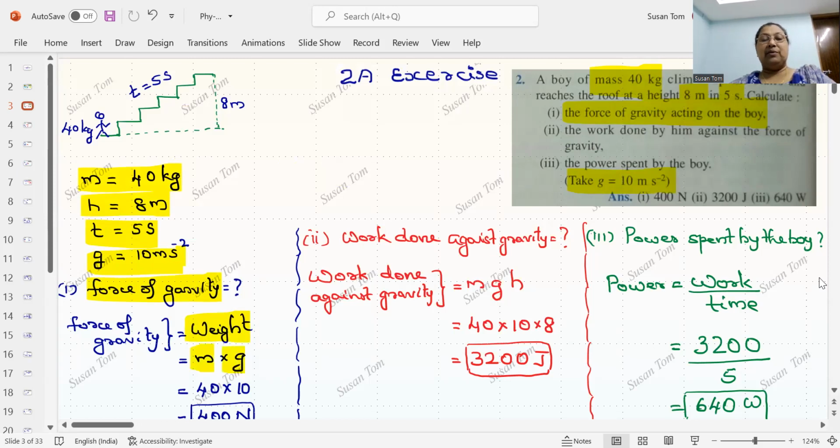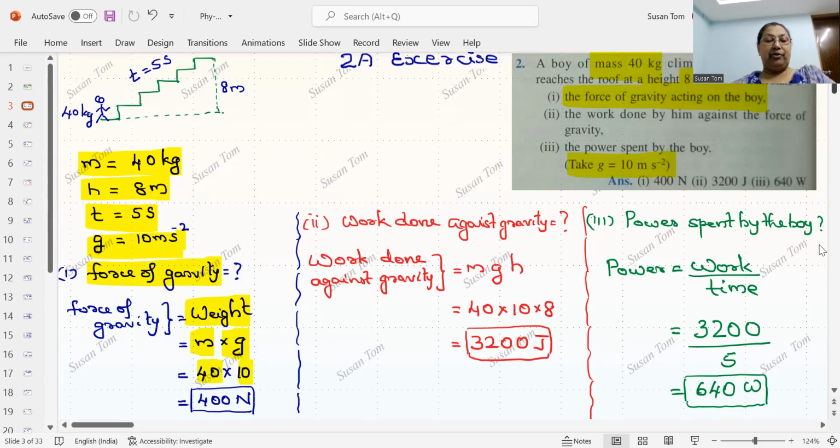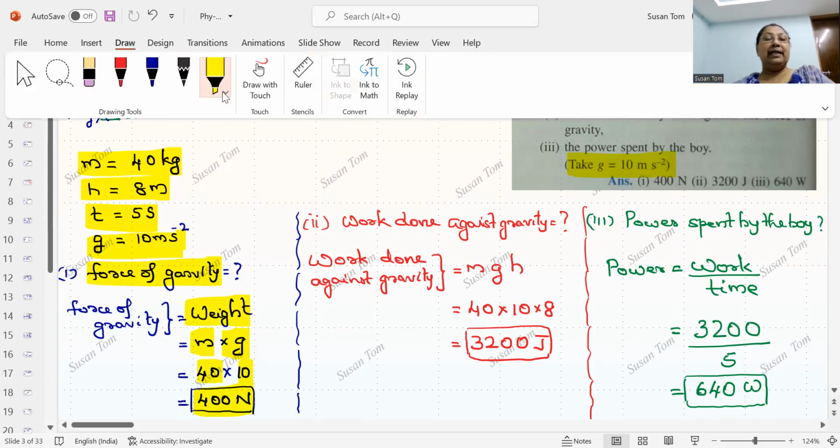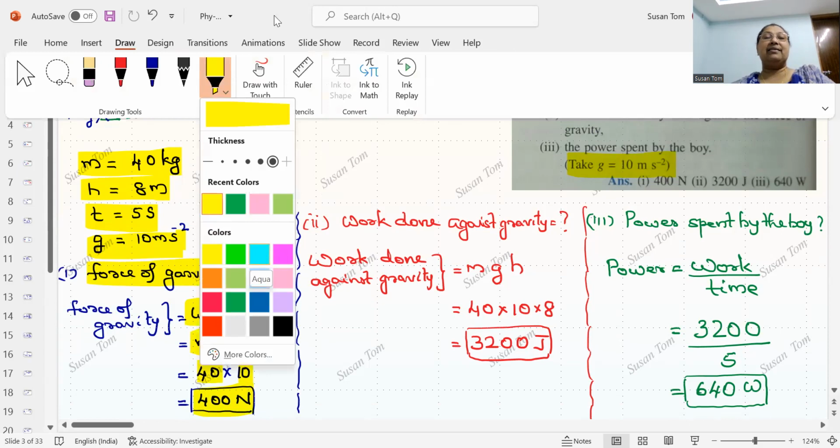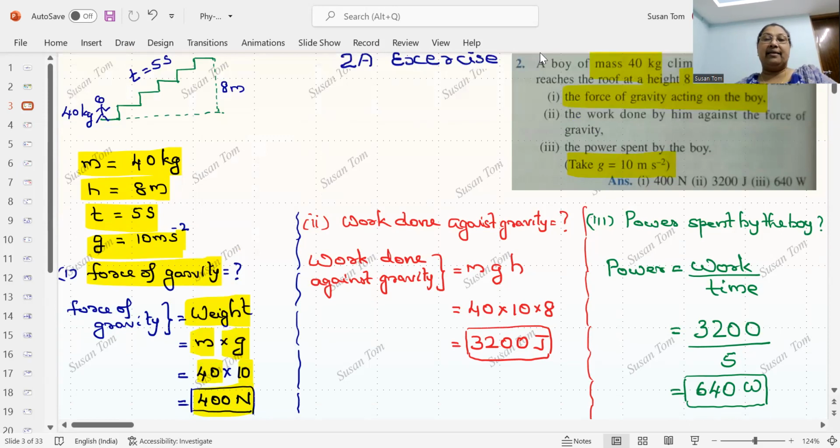Weight means mass into acceleration due to gravity. 40 into 10 comes to be 400 Newton is the weight. Second part, the work done by him against the force of gravity. Work done against the force of gravity is the energy spent in lifting it 8 meters. That is height factor also is coming.